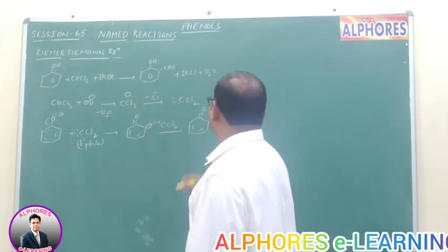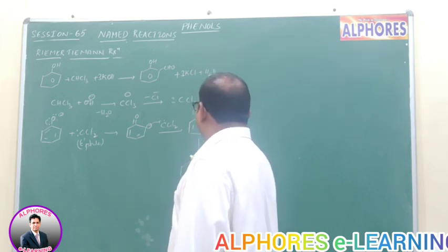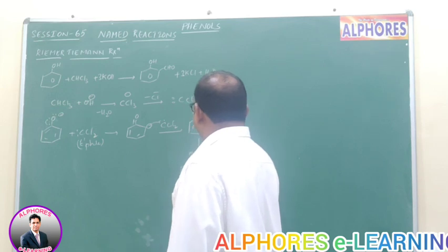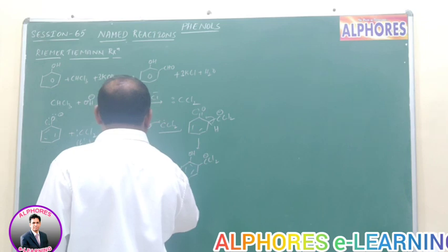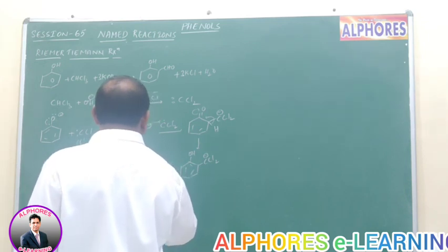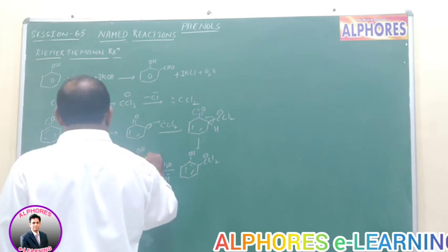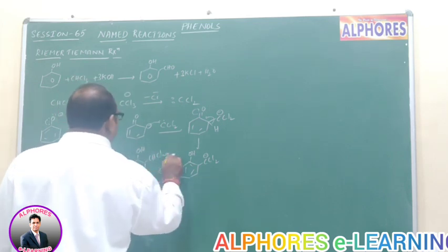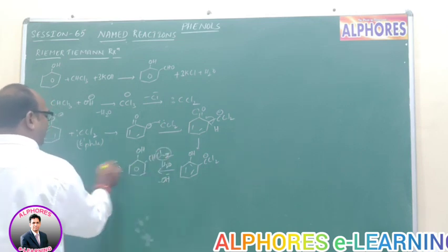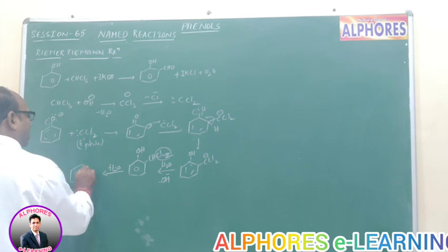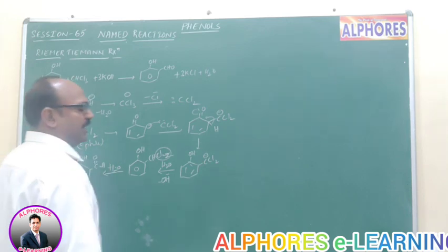Now, in order to retain its aromaticity, we get OH and CCl2 minus. This abstracts a proton from the solvent H2O, so OH minus remains, and we get CHCl2 at the ortho position. Upon hydrolysis, these two Cl groups are replaced by two OH groups by substitution, and further we get ortho-hydroxybenzaldehyde.